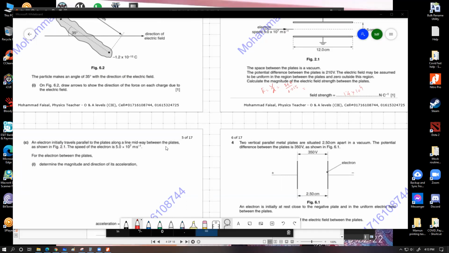The electron initially travels parallel to the plates along a line midway between the plates as shown in figure 2.1. The speed of the electron is 5.0 times 10 to the 7 meter per second. For the electron between the plates, determine the magnitude and direction of its acceleration.